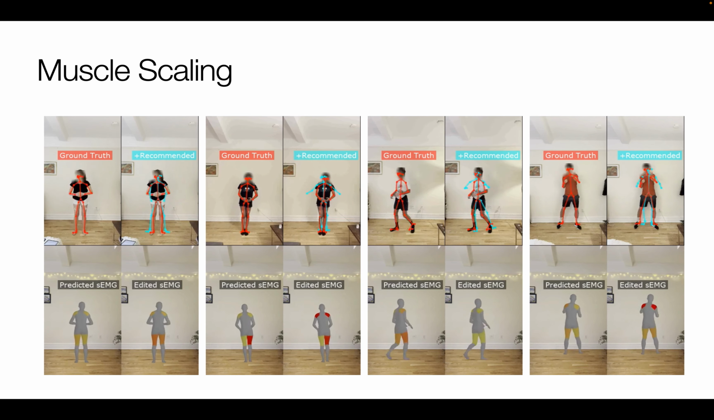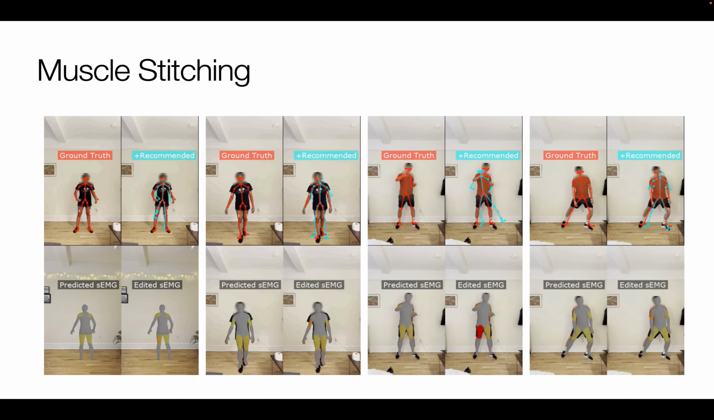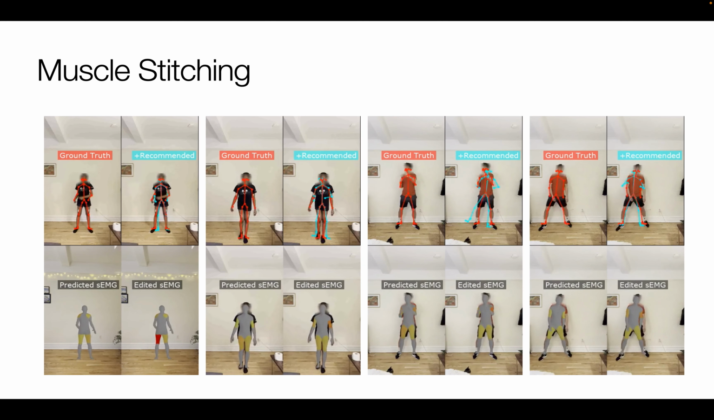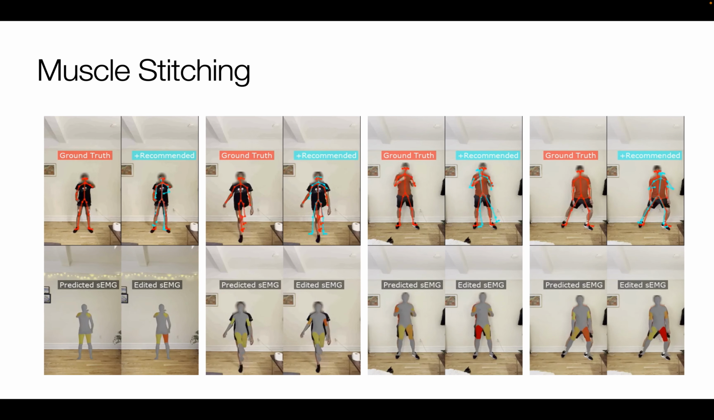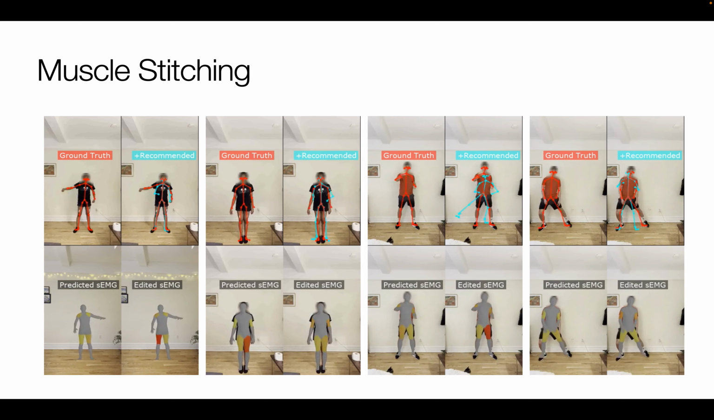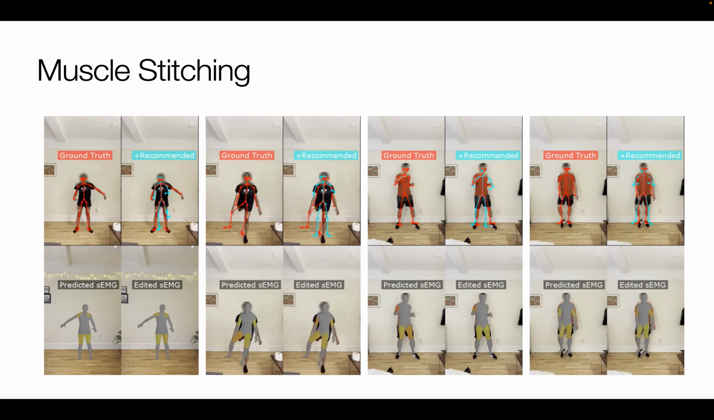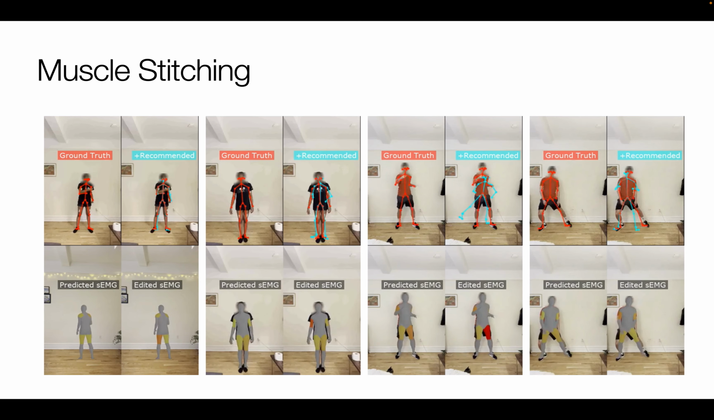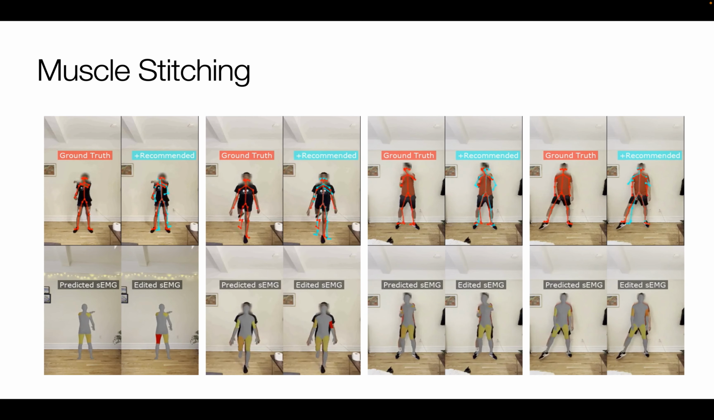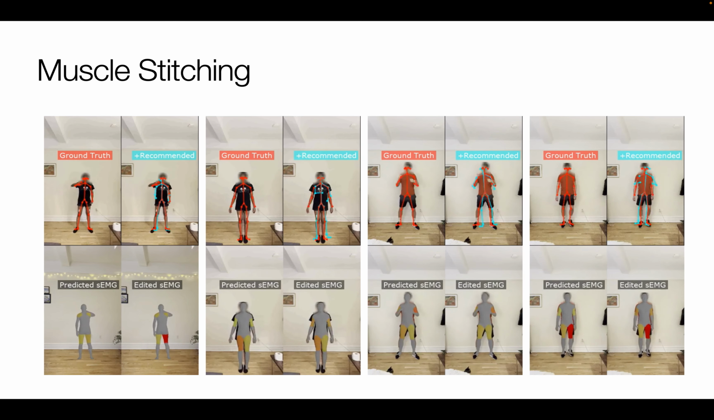further engaging the hamstrings. The second kind of muscle conditioned motion editing that we show is what we call muscle stitching, a reference to the classic computer vision problem of image stitching. Given an input motion, we predict the muscle activation, and we replace the prediction for a particular muscle group with the predicted muscle activation for an entirely different motion.